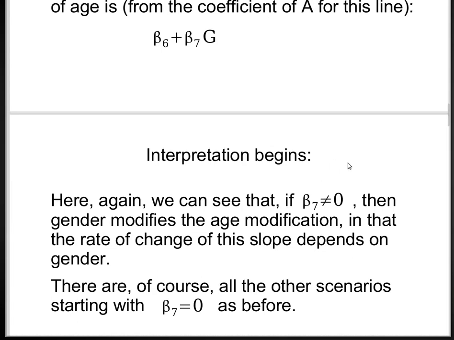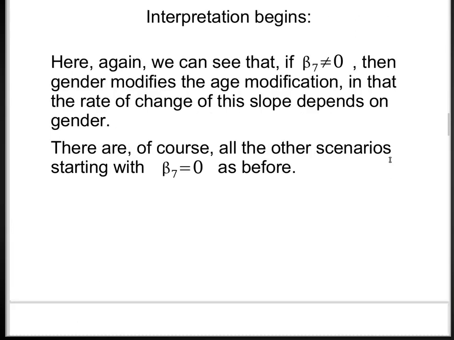Okay, so not too surprisingly, you can see then that if we begin our investigation, which would be the most typical one, I guess, of an exploration of the test of significance for beta 7 being 0, if it's not 0, then we get that gender modifies the age modification, in that the rate of change of this slope depends on gender. Aha! So you can see we've got slopes of slopes.